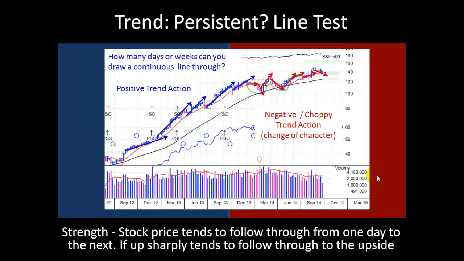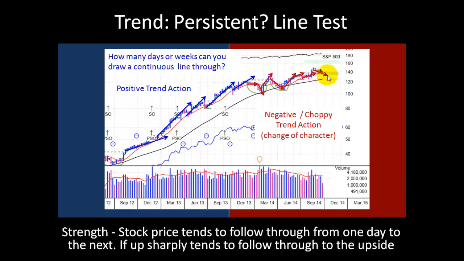Another way to measure the trend or figure out how persistent or strong the trend is is with a line test. You simply draw a line or an arrow through as many consecutive days as possible. Here's another example. I was able to draw this line through all the price action. You look at all these, they're pretty steady. You have an advance, a small pullback, advance, small pullback, and so on. And then you get to here, and suddenly I can't draw the line through as many days or weeks of price action as I was able to before. And it's a little bit more choppy, lots of short lines. So there's a change of character. That tells me that perhaps the trend is changing.